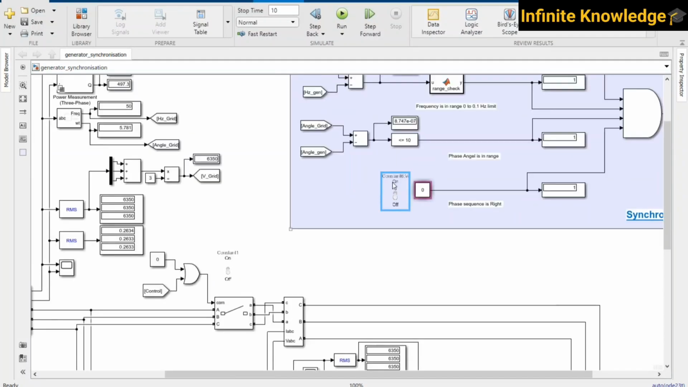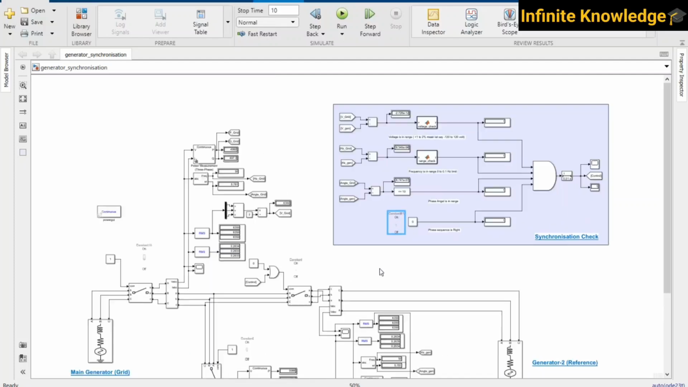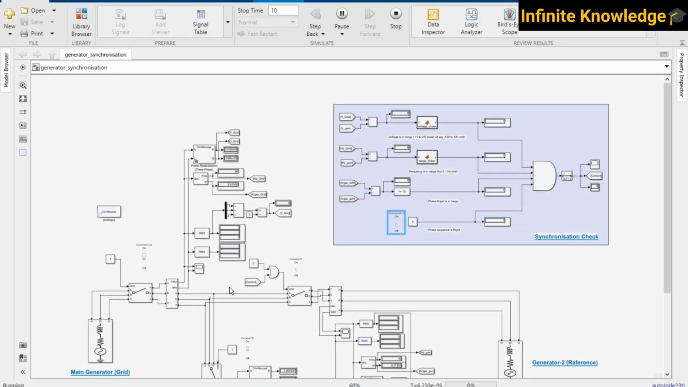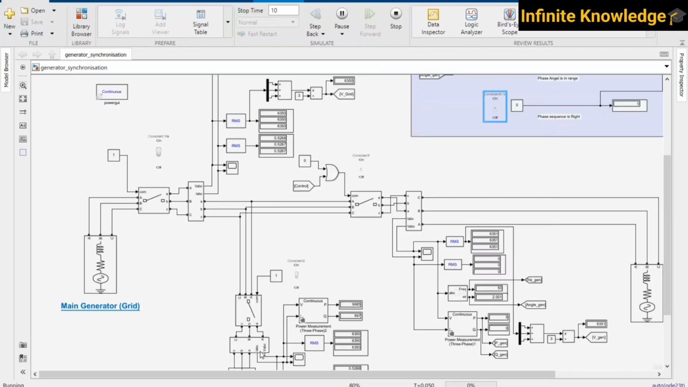If I just turn on the breaker, we can control it. This is the phase sequence. I just turn off this breaker, which means the phase sequence is not okay. If the phase sequence is not okay, then the control output will remain zero. Control output remaining zero means this breaker will not operate, and only the main grid is there, which is feeding our load.